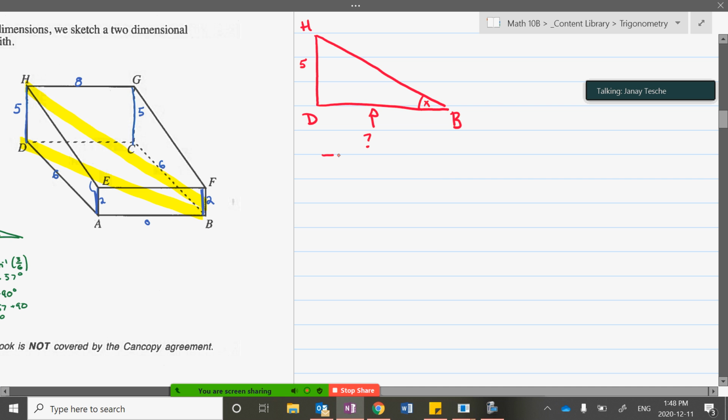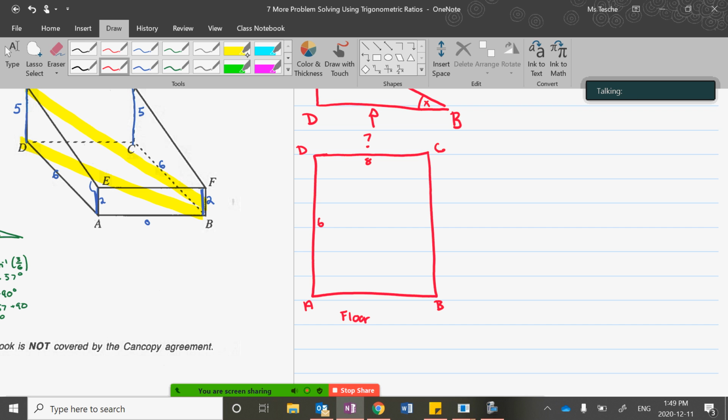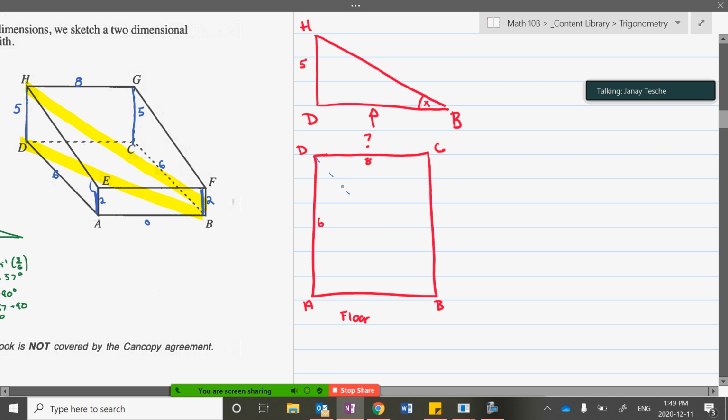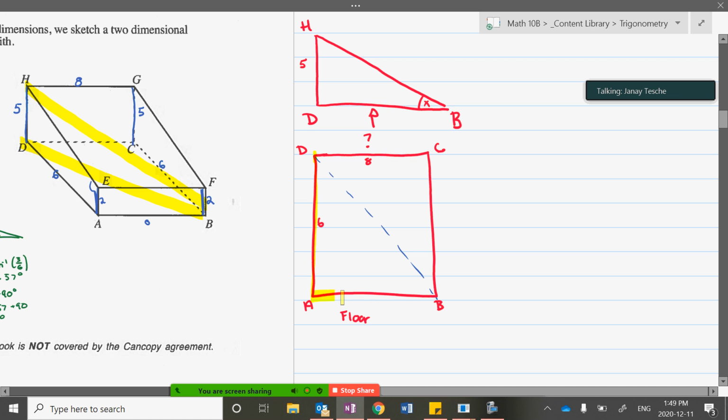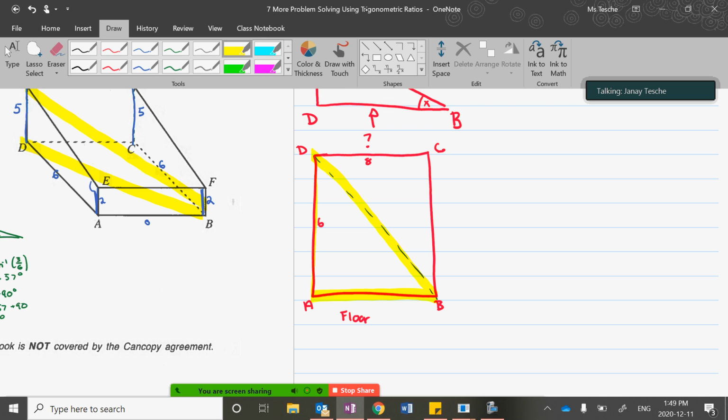So that DB measurement is the bottom, or the floor of my object. I have A, B, D, C. I know that this here is 8, and this here is 6. DB is right here. So we have a nice triangle here. Does anyone know off the top of their heads? I have an 8 and a 6 in my triangle. What does my hypotenuse have to be?